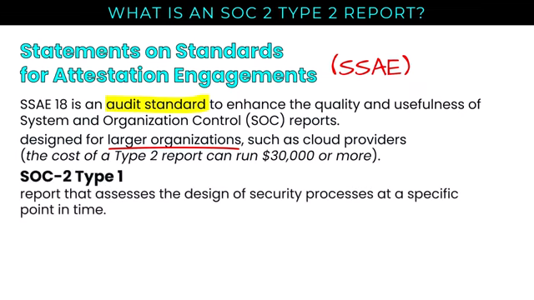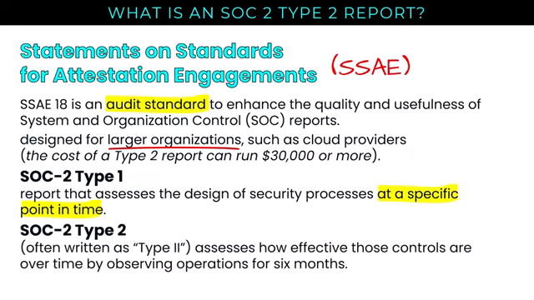Now, the SOC Type 1 report assesses the design of a security process at a specific point in time. So it's looking at your processes at a point in time, a snapshot. SOC Type 2, on the other hand, assesses how effective those controls are over time by observing operations for 6 months. And it is that Type 2 report that we're interested in.